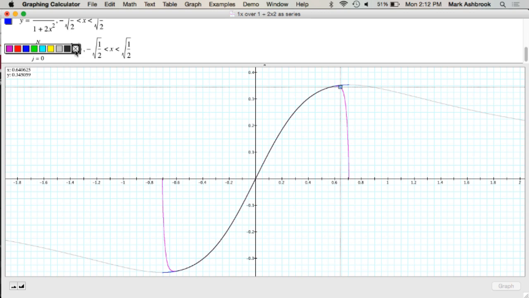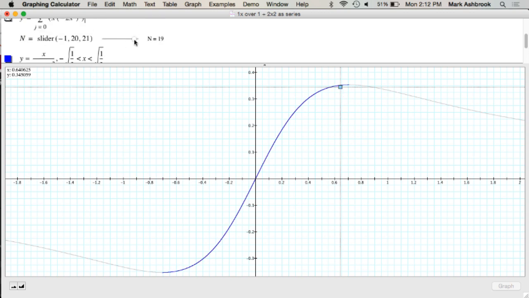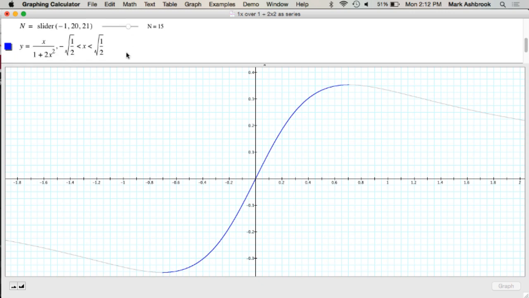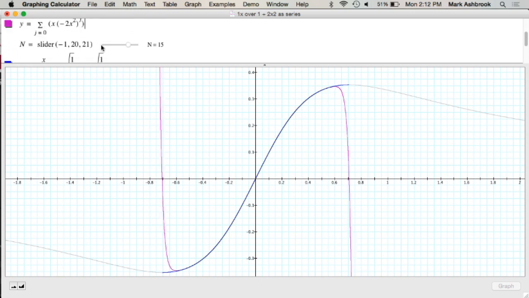Root 2 over 2 is the same as the square root of a half. Yeah, so now that blue part of the function is all that the series will ever be able to do. And you see, even at the ends there, it's still not doing a good job. So we need a lot bigger partial sum to get it accurate at the very ends of the interval.